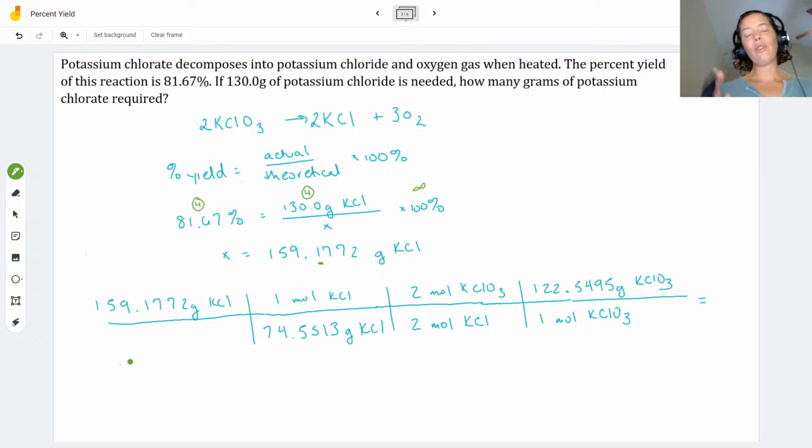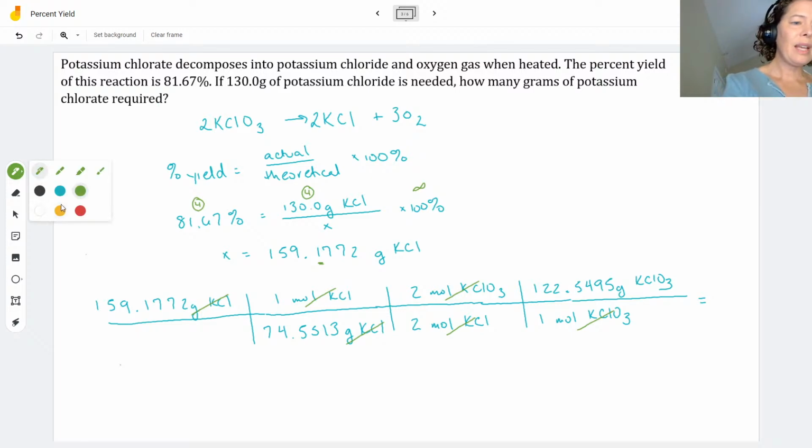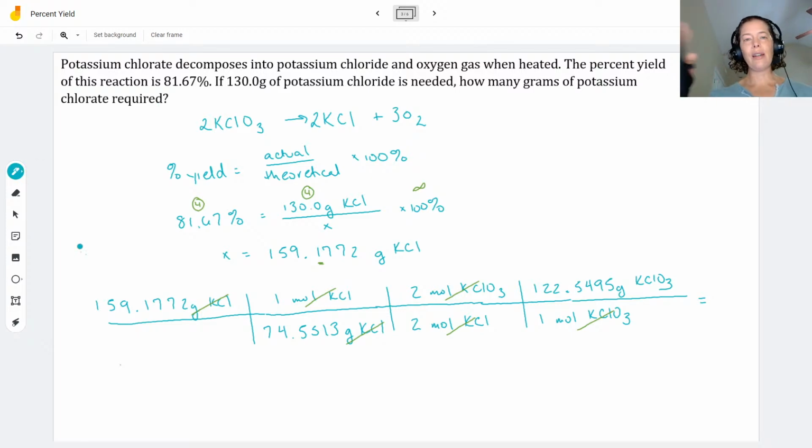All right, so let's make sure that units are canceling like I expect them to. So my grams of potassium chloride, yes, my moles of potassium chloride canceling, my moles of potassium chlorate, and I'm left with grams of potassium chlorate, which is what the problem asked me for, so my units are lining up just like I want them to. So now let's put this in the calculator and let's get our really long decimal, and then we'll round to the correct number of sig figs.